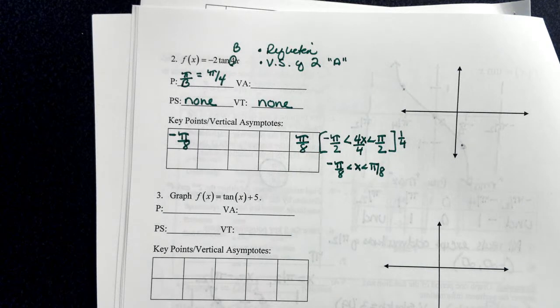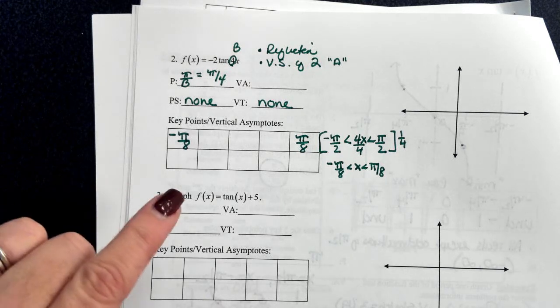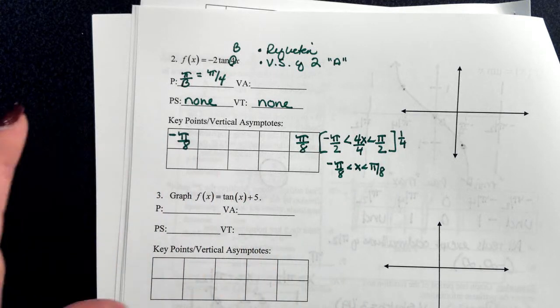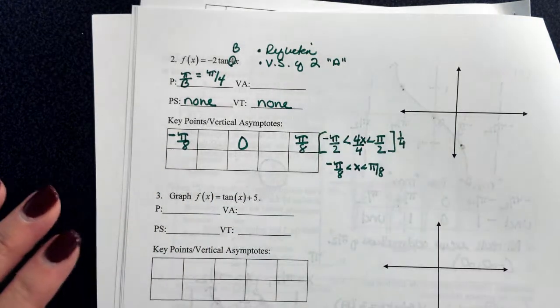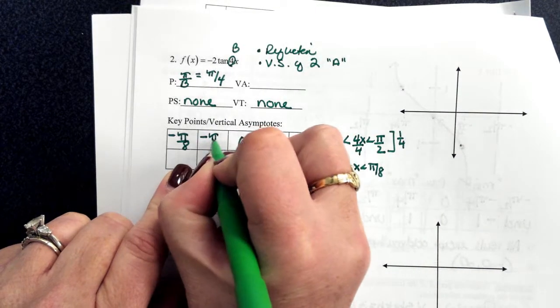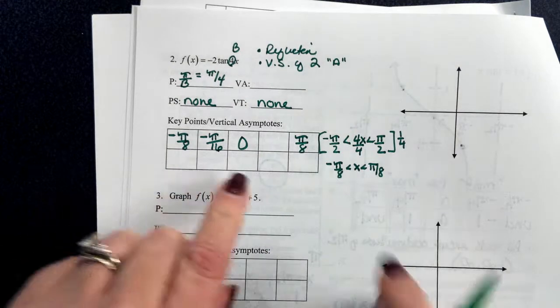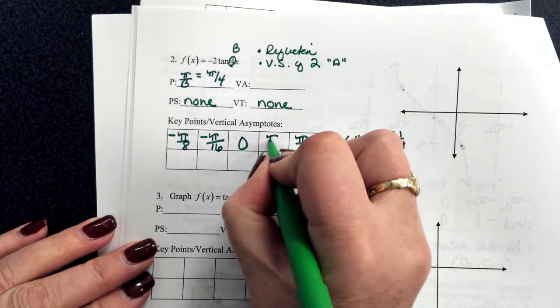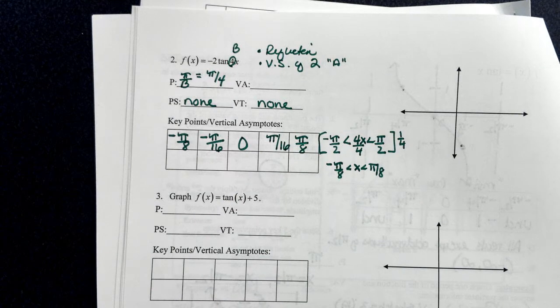So any questions on where I got the starting and ending values from? So now you still have to find the other 3 divisions on the x-axis. What's your midpoint between -pi/8 and pi/8? 0. The midpoint between -pi/8 and 0 is going to be -pi/16. And then the midpoint between 0 and pi/8 is going to be pi/16. So any questions about the divisions along the x-axis? Where's your baseline going to be? 0.